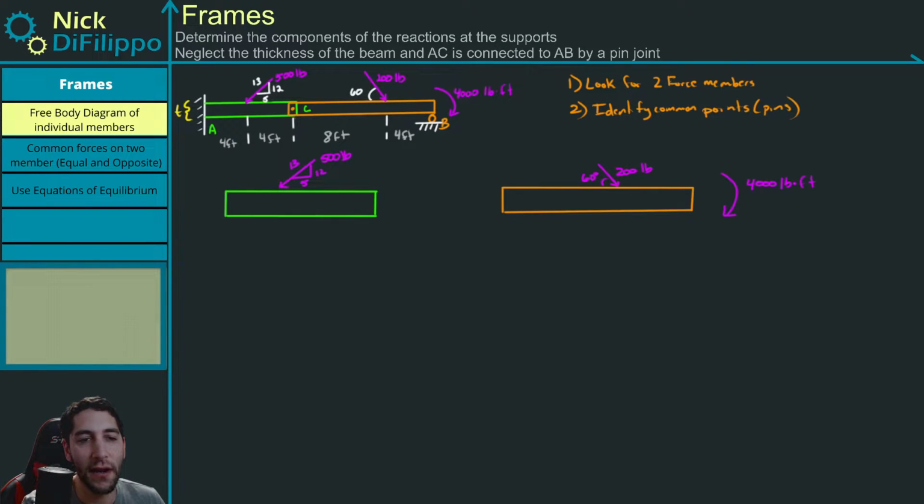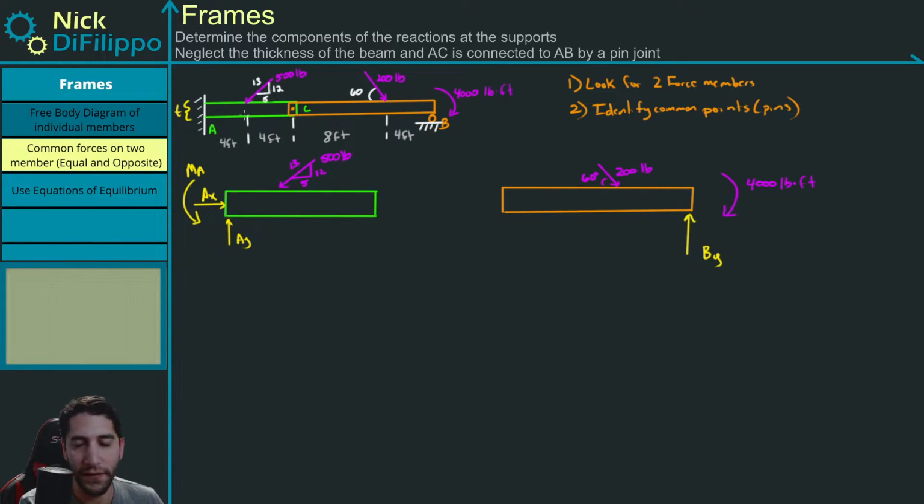Now we need to take care of our reactions. So at B, we have a force that goes up. It's a roller. So B is going to just be a By. At A, this is a fixed reaction. So we're going to have some force in the X. We're going to have some force in the Y. And the one everyone always forgets is we're going to have some moment reaction. Now, if we had any two force members, we would draw those.